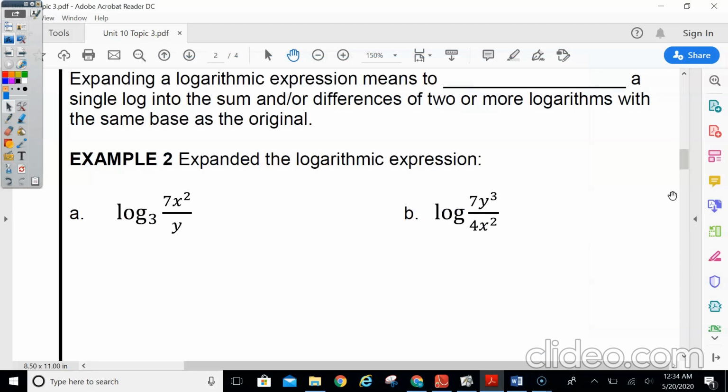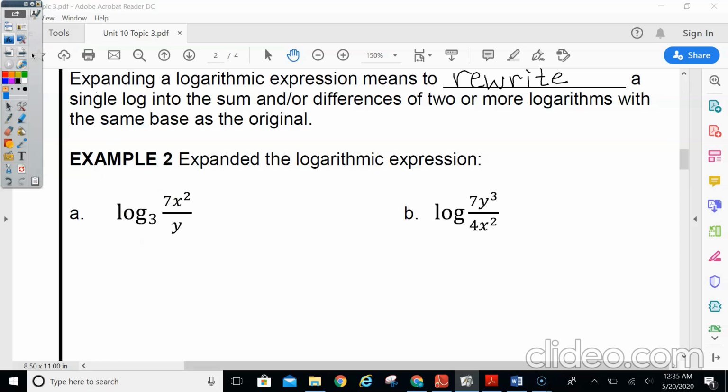Okay, so we're going to expand this logarithmic expression. To expand an expression means to take it and rewrite it. So you're going to take one log and rewrite it as the sum or difference of two or more logs. This one actually doesn't help us that much, but in order to do the reverse, we have to know where it came from. So that's what we're going to do here.